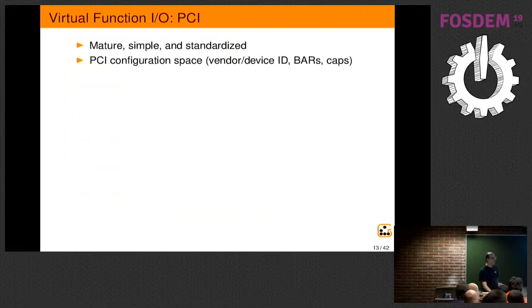So there are multiple types of VFIO. The most common one is the PCI based, which is used already on servers. It's working well, it's a mature solution. It's fairly standardized. Thanks to PCI configuration space, you have vendor and device IDs. You can easily identify the hardware that you're having. The base address registers indicate what parts of the hardware are being used. Some capabilities in the config space as well.